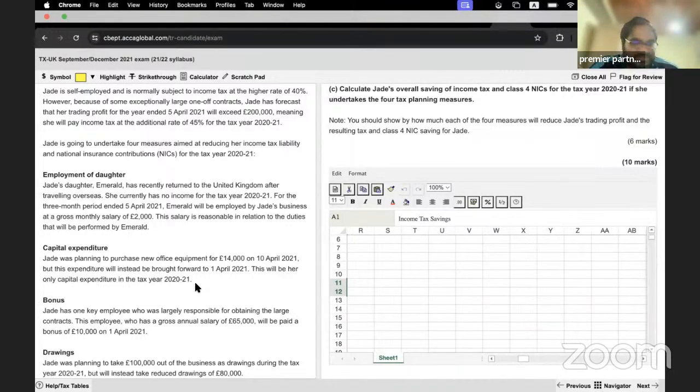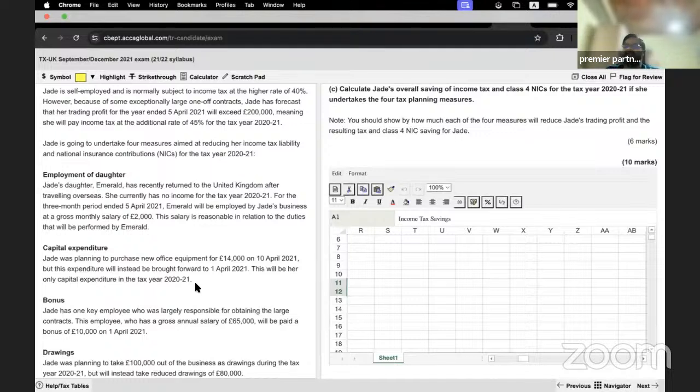Then drawings. Jade was planning to take £100,000 out of the business as drawings during the tax year, but will instead take reduced drawings of £80,000. So whatever she was planning to take out of the business during the tax year, she has reduced that amount. These are the 4 initiatives that Jade is planning to do.